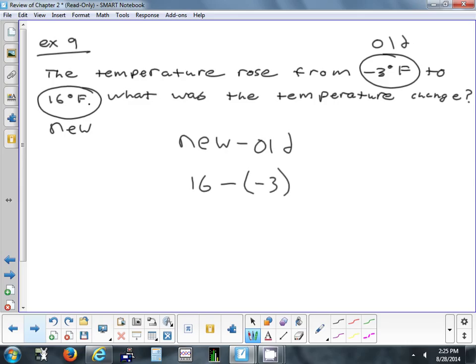So, what happens here? It becomes addition. What's 16 plus 3? 19. Okay, so there's an example using your subtraction. Simple problem. Just find the difference in temperature.